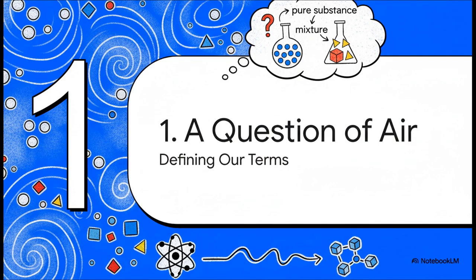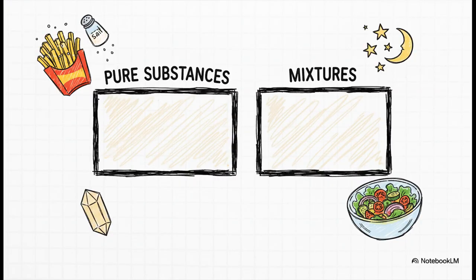To get to the bottom of this air puzzle, we need to make sure we're all on the same page. That means we have to get our definitions straight. What do scientists actually mean when they talk about a pure substance versus a mixture? Okay, let's dive in. It turns out that every single physical thing in the entire universe, from the salt on your fries to the most distant stars, can be sorted into one of just two basic categories.